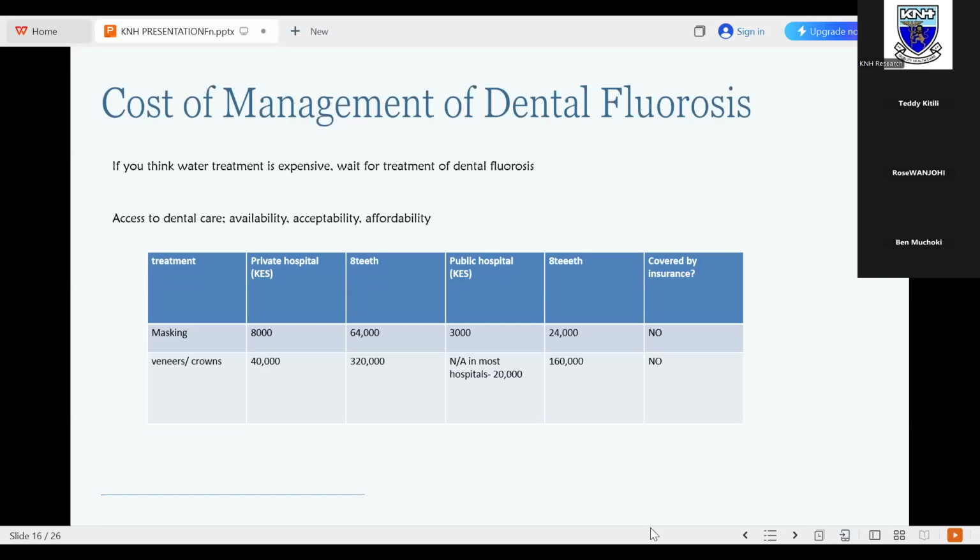Veneers and crowns, it's 40,000 in a private hospital. It is not available in most public hospitals. And again, we are looking at 8 teeth. So you can really see that it is really, really expensive to treat dental fluorosis.